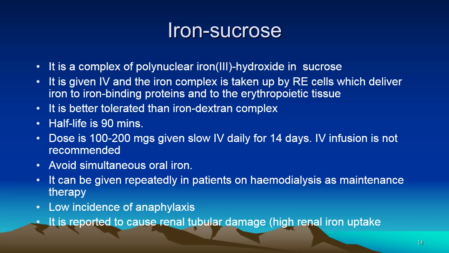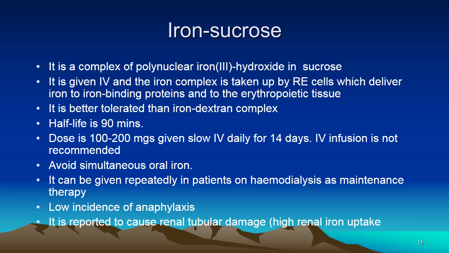Now, iron sucrose is perhaps the most commonly used agent today. It is a complex of polynuclear iron 3 hydroxide in sucrose and is given IV. When given IV, it is taken up by the reticuloendothelial cells, which deliver iron to iron binding proteins, such as apoprotein, and the other proteins in the erythropoietic tissue. It is better tolerated than iron dextran complex and has a very low incidence of antigenicity.